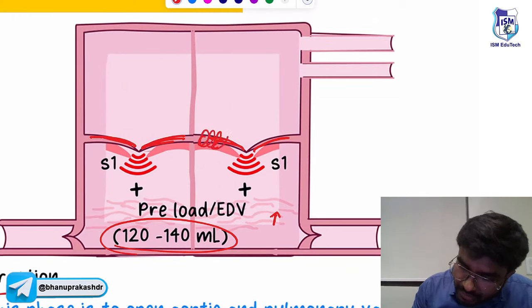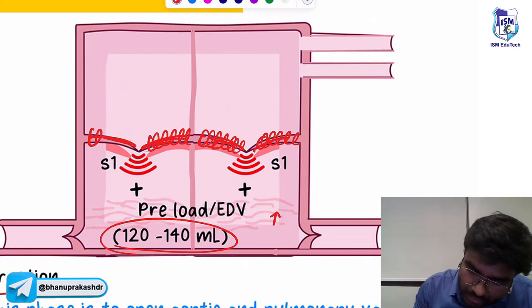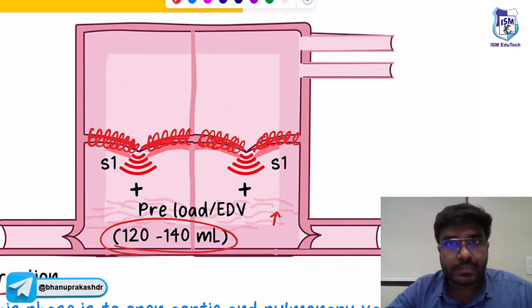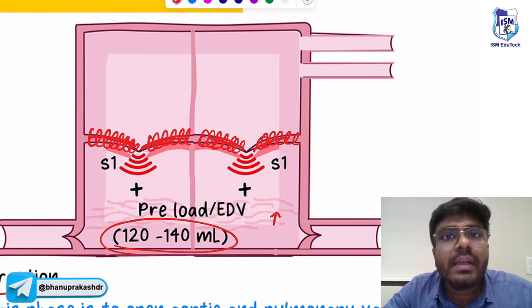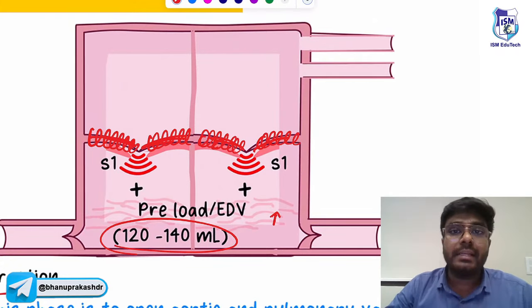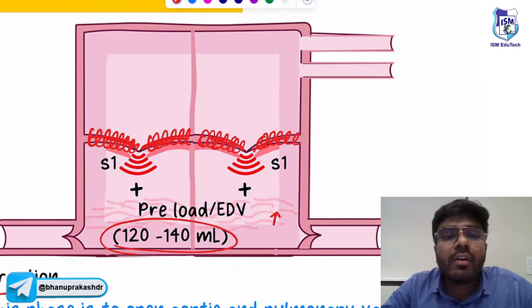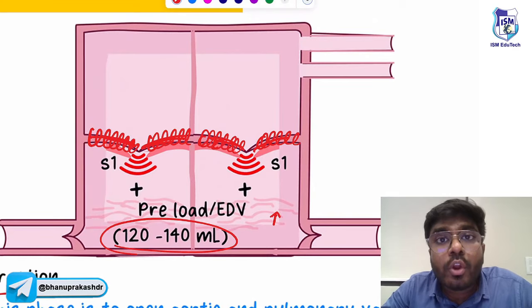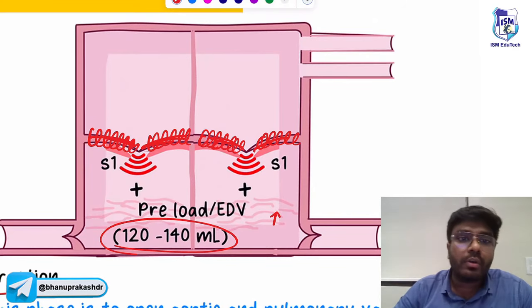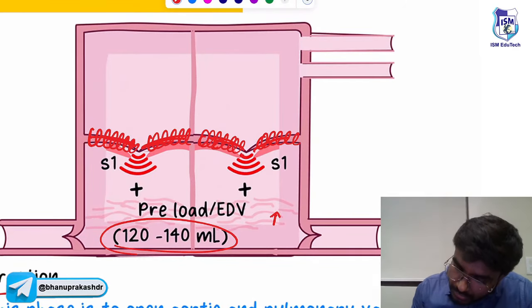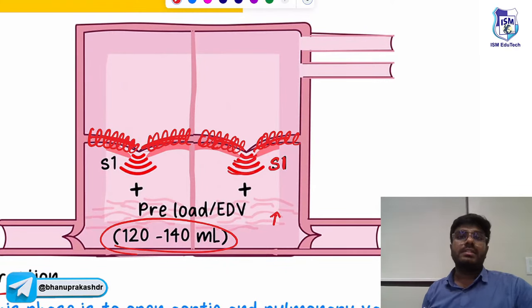immediately these valves, what are these valves? The mitral and the tricuspid valves. Look at the mitral and the tricuspid valves, they are going to close immediately, like this. When the mitral and tricuspid valves are closed, that will cause the first heart sound. That's going to create a sound, called the S1 heart sound.